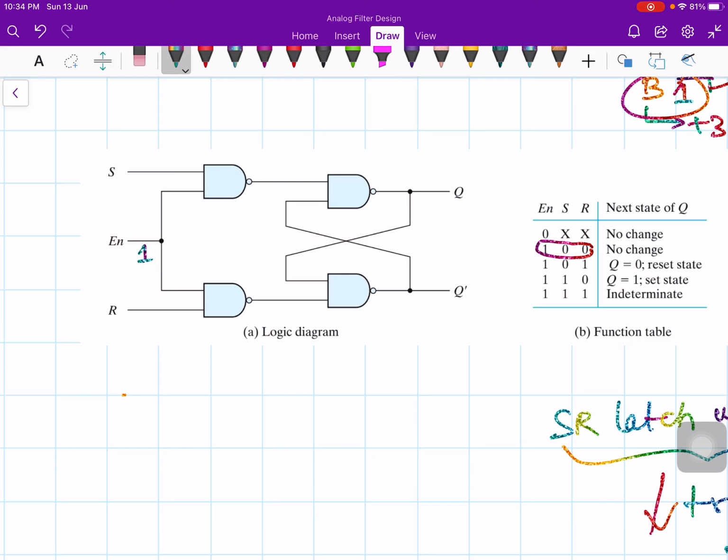Enable input is 1. So this point is 1 and this point is 1. Now this is 0 and this is 0. What is going to happen? See, this point is S bar and this point is R bar basically. If enable input is 1, then this point is going to be S bar and this point is going to be R bar. So S bar becomes 1 and R bar becomes 1.